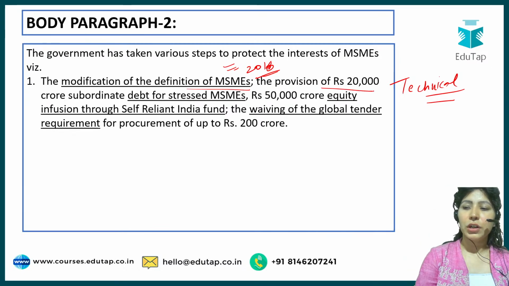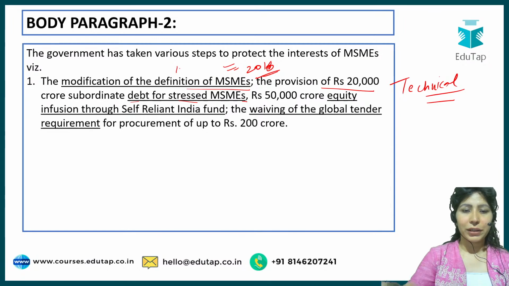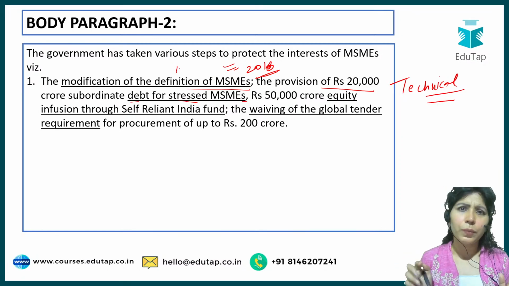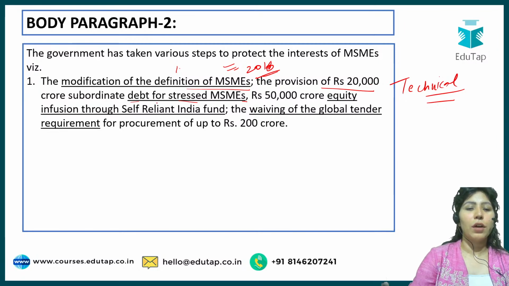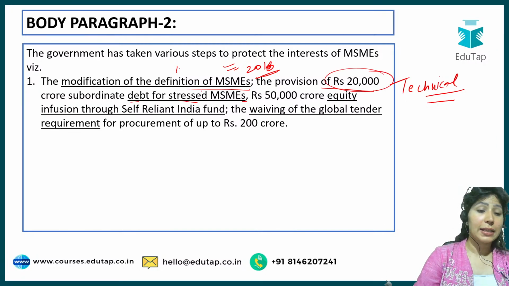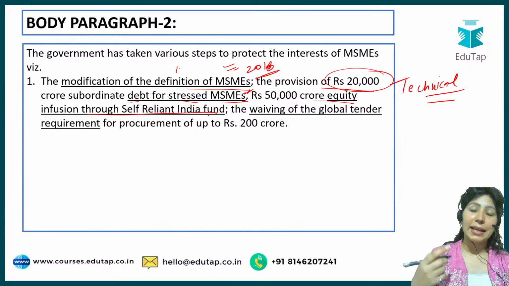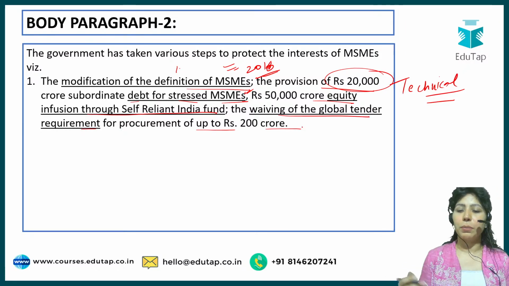For example, the provision of 20,000 crore subordinate debt for stressed MSMEs. This was the first point. Here we are talking about the technical point. So definition has been modified. How it has been modified, you do not need to write here. If you remember, write it down, but not very important, because already we are writing a lot. The provision of rupees 20,000 crore subordinate debt for stressed MSMEs, that is there. 50,000 crore equity infusion through Self-Reliant India Fund. The waiving of global tender requirement for procurement of up to rupees 200 crore.